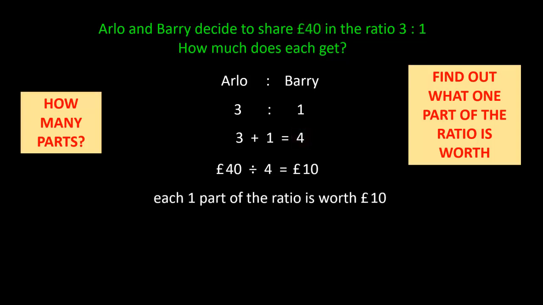Okay, good. Now how many parts does Arlo have? Well, Arlo has 3 parts, so 3 lots of £10 to him. That's £30. What about Barry? Well, unfortunately for Barry, he's only got 1 part, so that's 1 lot of £10.